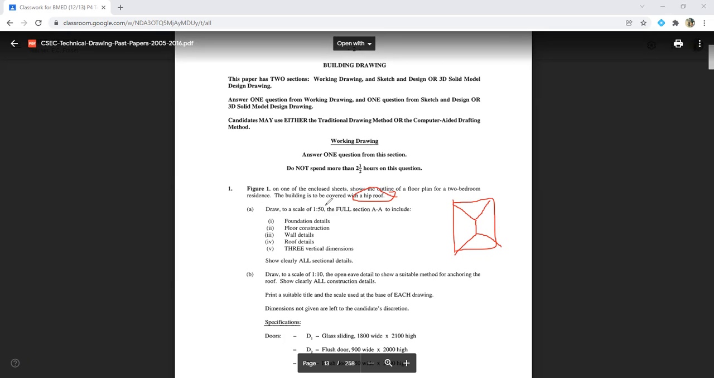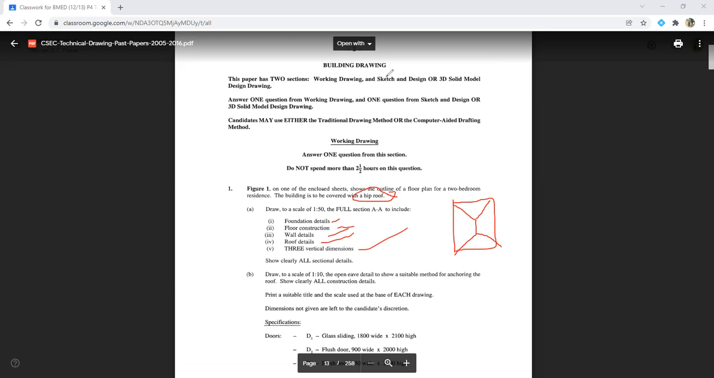Draw to a scale of 1 to 50 the full section AA to include foundation details, floor construction, wall details, roof details, and 3 vertical dimensions. That video that you just watched is the roofing detail. The eave slash roofing detail that you have just covered.